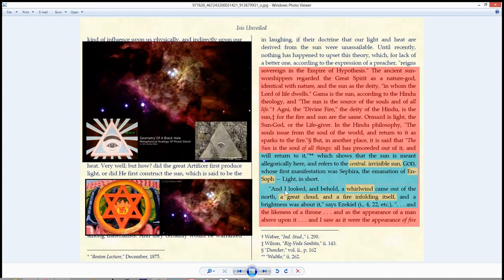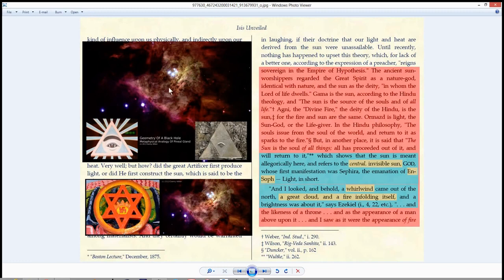And then here's a quote from the Bible, "And I looked, and behold, a whirlwind came out of the north," the head area. "A great cloud and a fire enfolding itself, and a brightness was about it," Ezekiel said. This is the throne right here, and this represents the pineal gland, and the geometry is actually the same as the area surrounding the pineal gland.